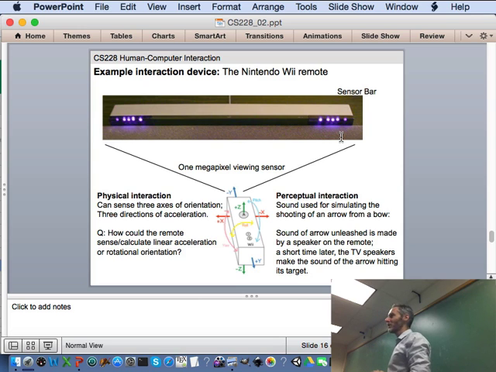And conceptual interaction. I expect, once I've done this a few times, that if I shoot off target or I shoot from a further distance, I have a prediction about what I expect to hear. If I moved the Wii remote further away and I heard the arrow hit more quickly, it would be pretty frustrating, right? It would break my expectation of this system.